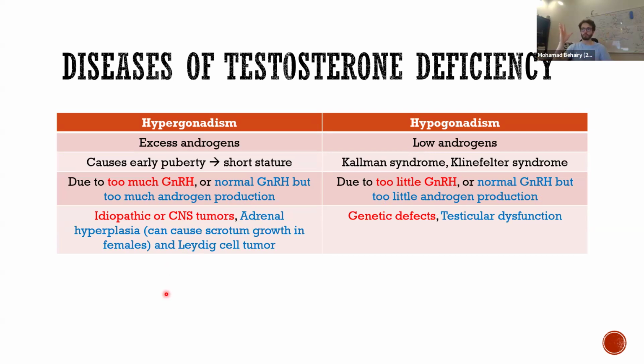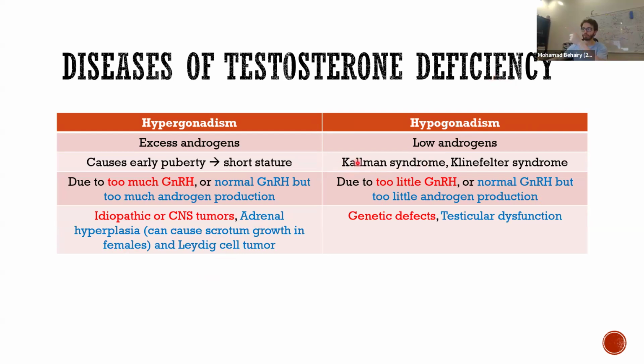this would cause hypergonadism. Of course, something you guys have to remember, they ask about it in exams, it might come: adrenal hyperplasia in women can cause scrotum growth. A girl that has congenital adrenal hyperplasia may suddenly develop a scrotum. Okay? Remember this. Now moving on to hypogonadism, too little of these gonads, too little of this testosterone.